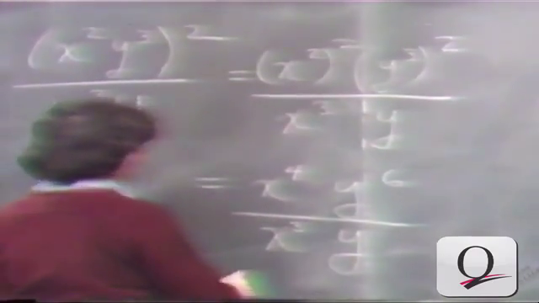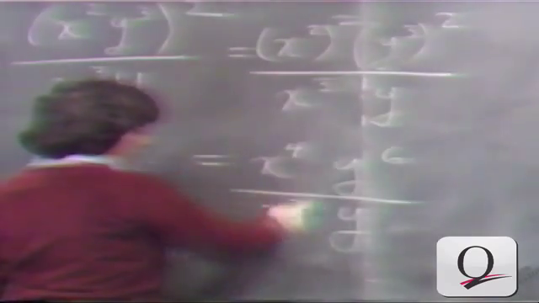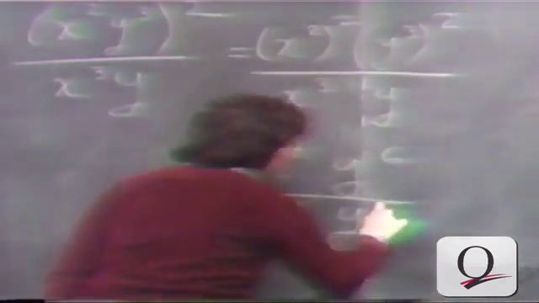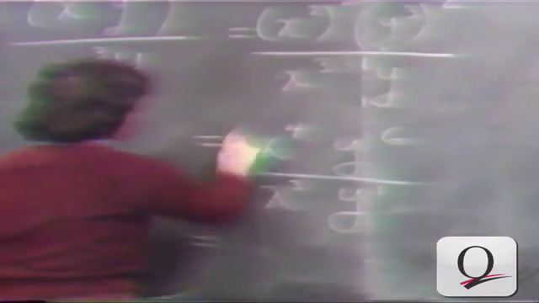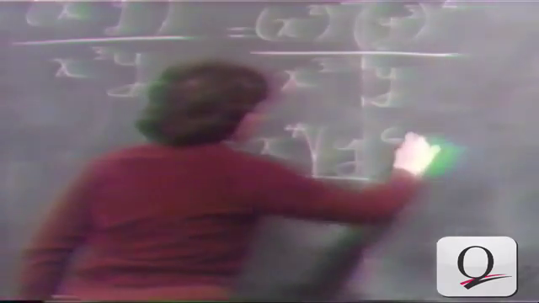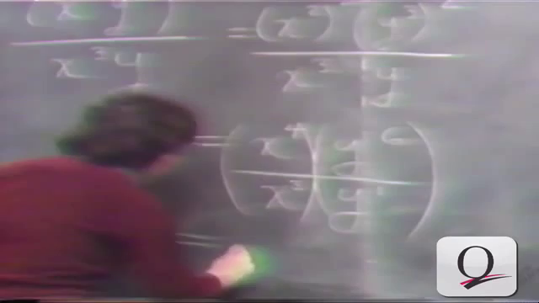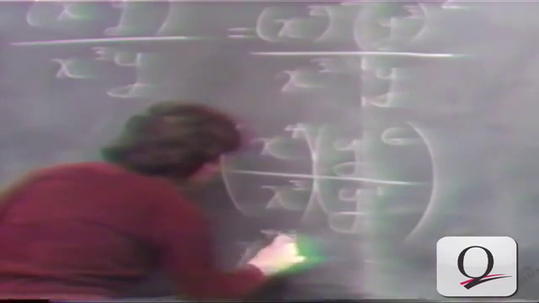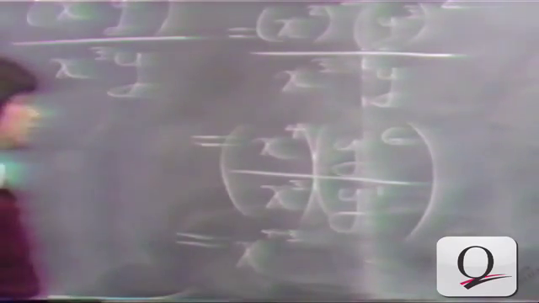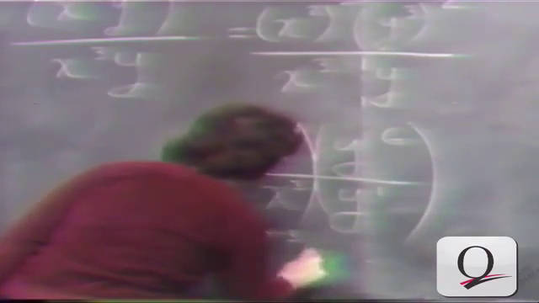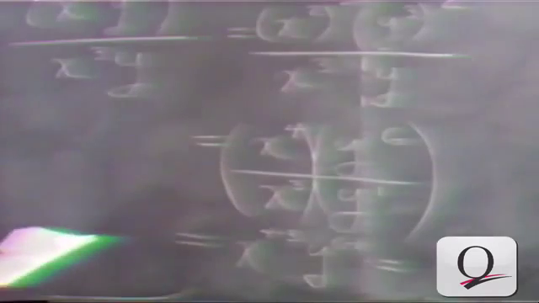And this can be broken up into x to the 4th over x cubed times y to the 6th over y. Y, of course, is y to the 1st power. Don't forget that. So we can break it up like this. X to the 4th over x cubed is x to the 4 minus 3 power. Y to the 6th over y, or y to the 1st, is y to the 6 minus 1 power, giving us a final answer of x y to the 5th.